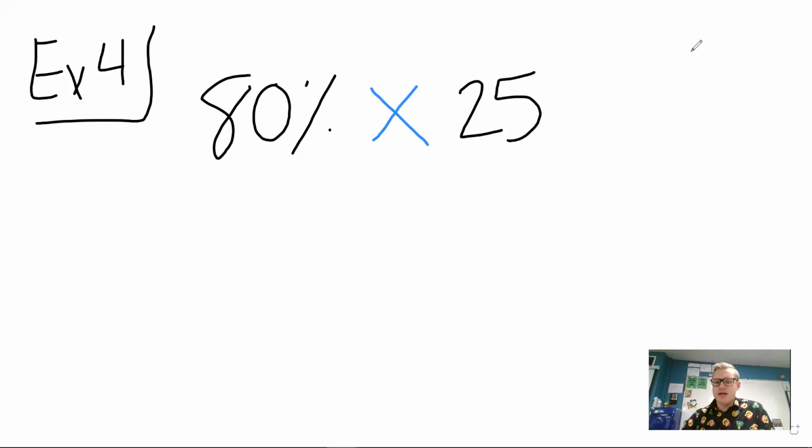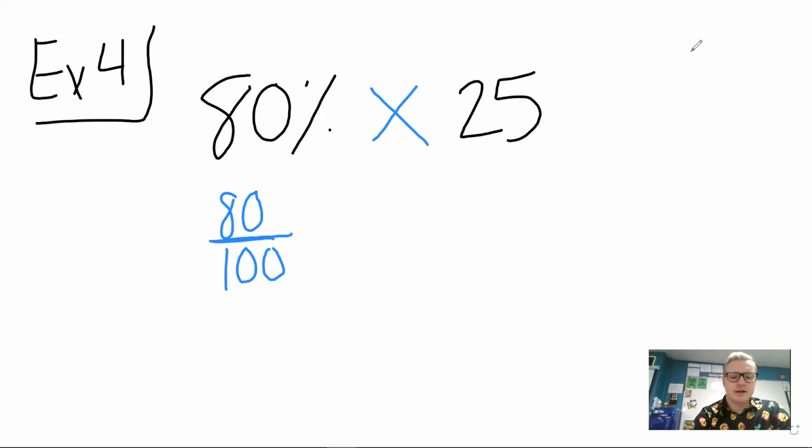First step, change that 80% into a fraction. So I'd write that as 80 over 100. Whenever you're writing a percent as a fraction, just write whatever that number is over 100. So 80 over 100 times 25. Now, what step did I forget here? I forgot to reduce the 80 over 100 first. So let's go ahead and do that.